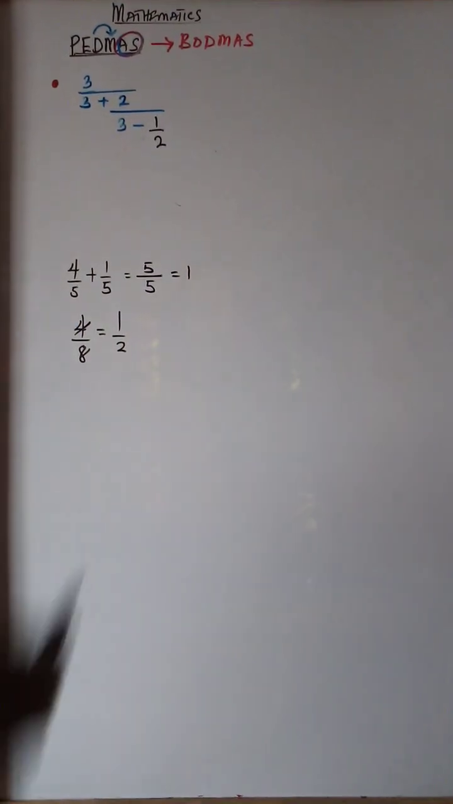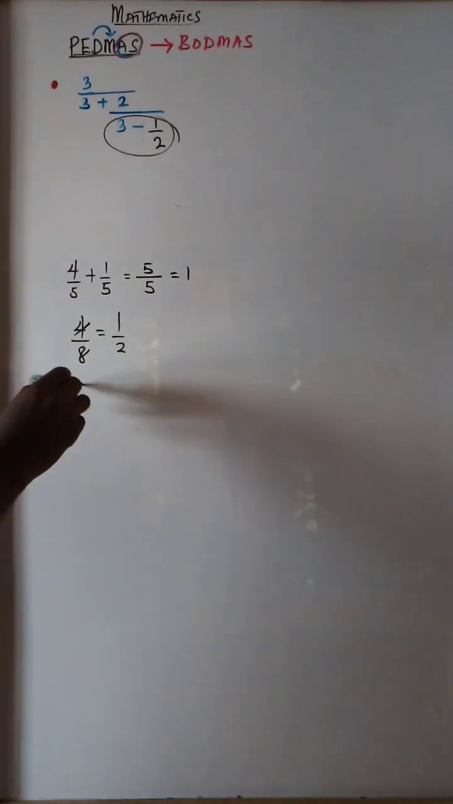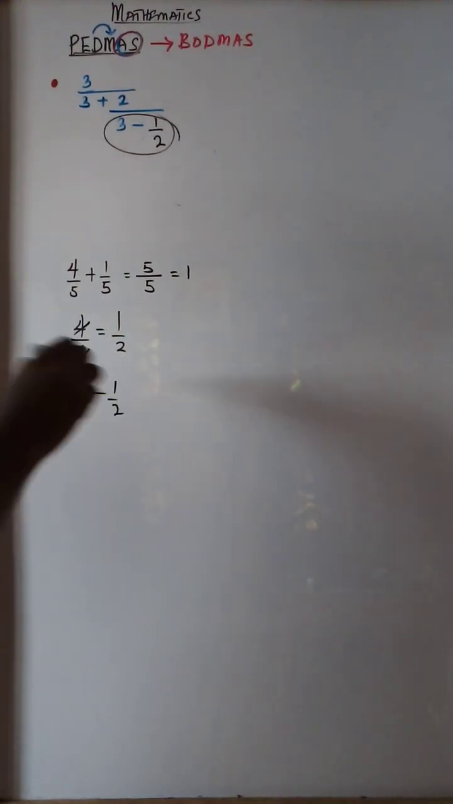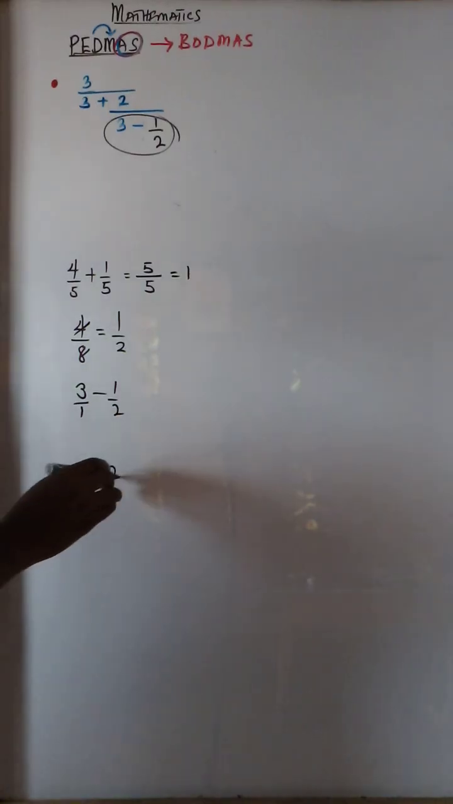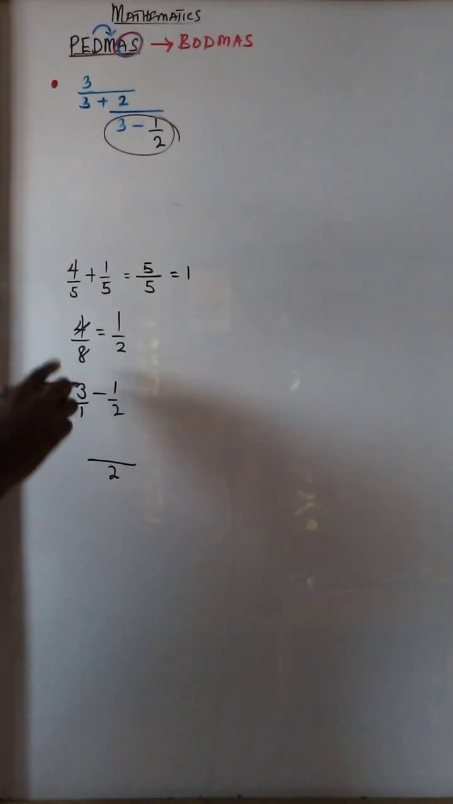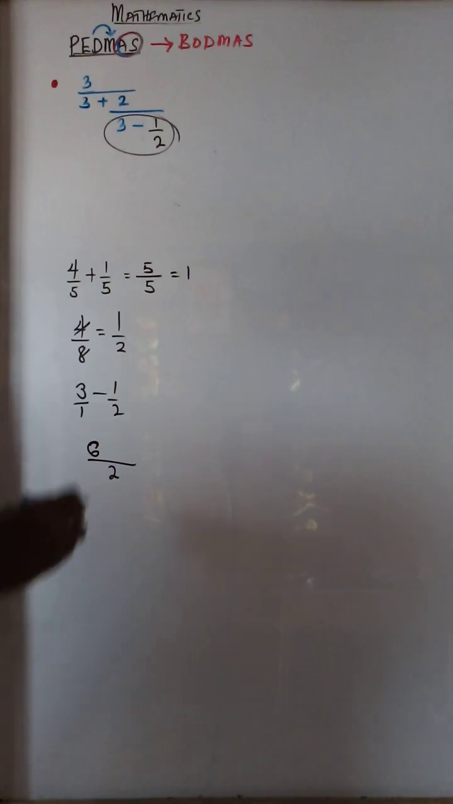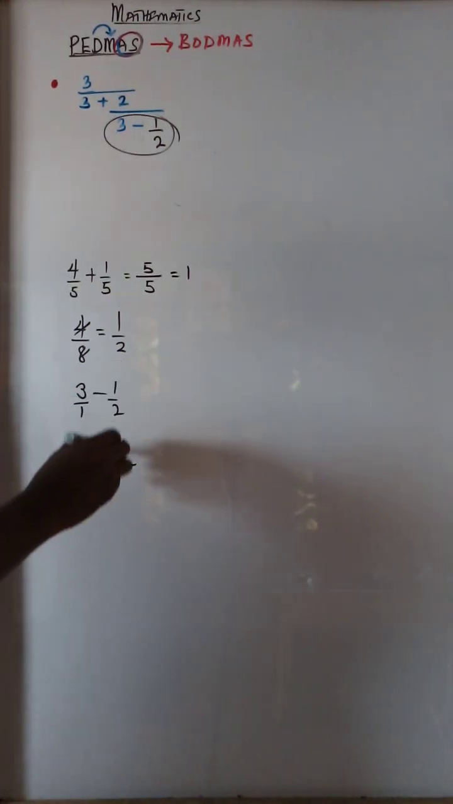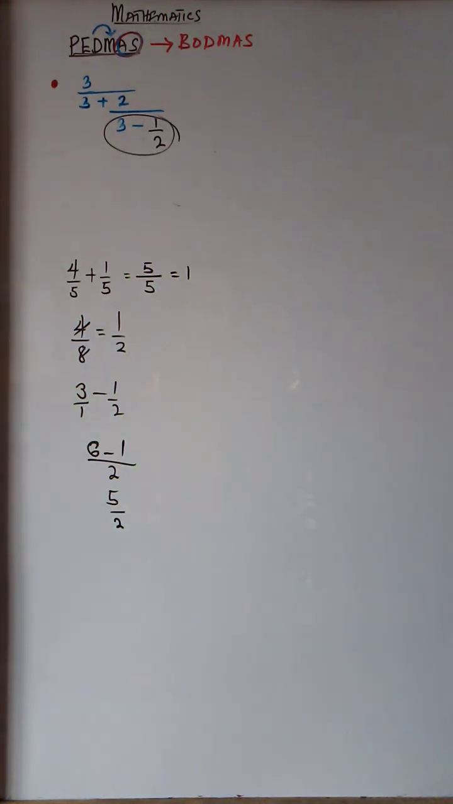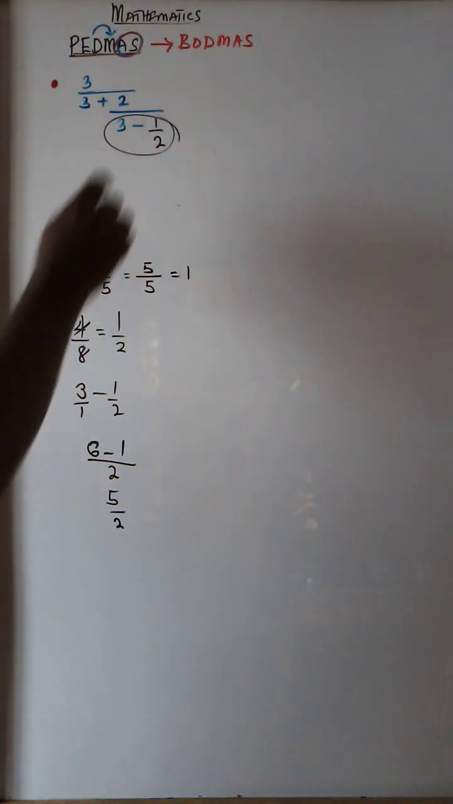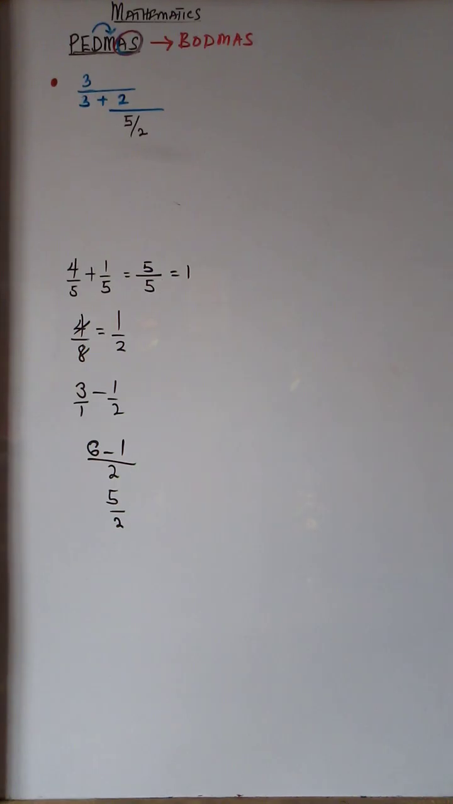What next? 3 minus half: 3 minus 1 over 2. You can just put 1 here. What is the LCM? 2. 2 times 3 is 6, minus 1 times 1, 1. So it is 5 over 2. So we can replace everything here with 5 over 2. Yes, what next?